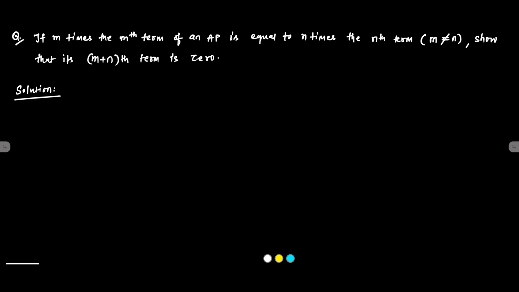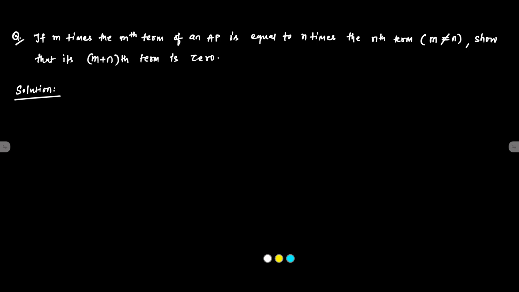So here is another question on arithmetic progression for general nth term. It is given that if m times the mth term of an AP is equal to n times the nth term, show that its m plus nth term is 0.